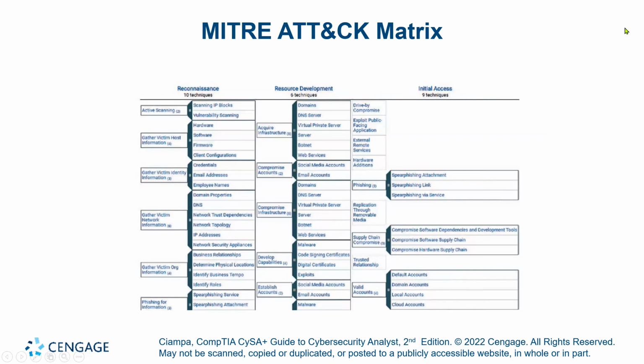So this is a MITRE ATT&CK matrix. As you can see, it's one of those flow charts, but it gives you an example of how complicated these can be. So you have your reconnaissance, resource development, and initial access. And as you can see, on your left here, active scanning, gather victim host information, and then they have it all broken out. This is actually a really good example slide. If you guys are having a hard time remembering some of this stuff, it's a great example.